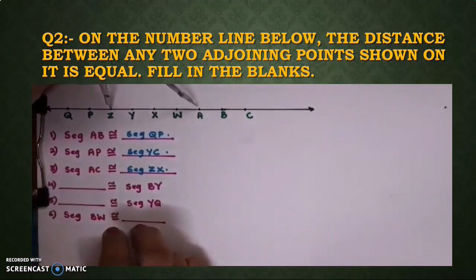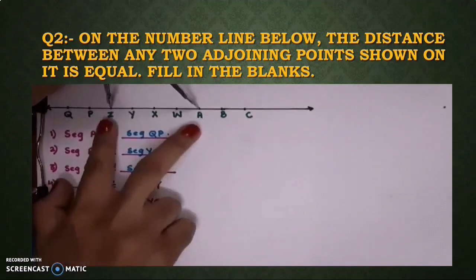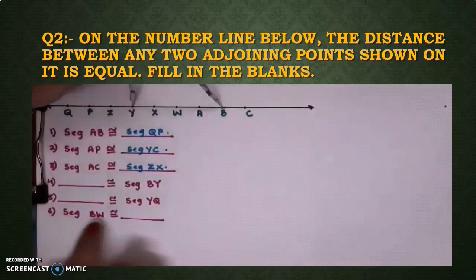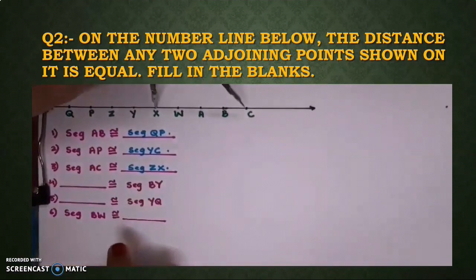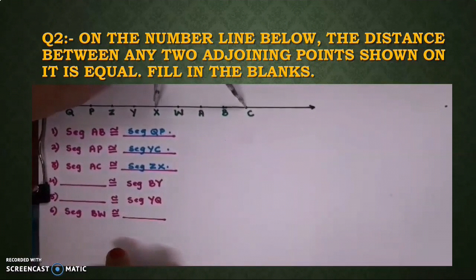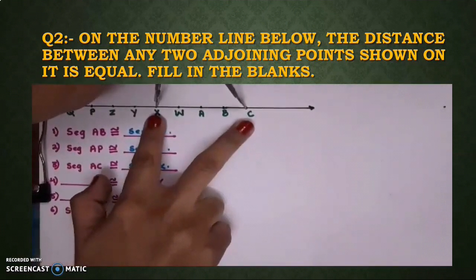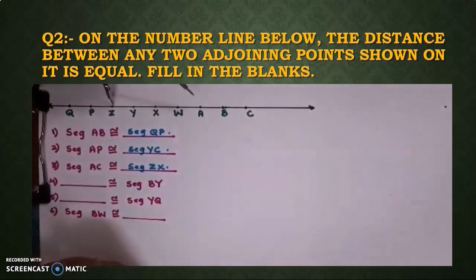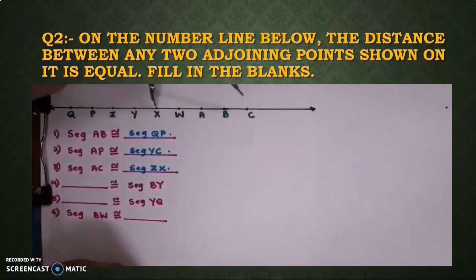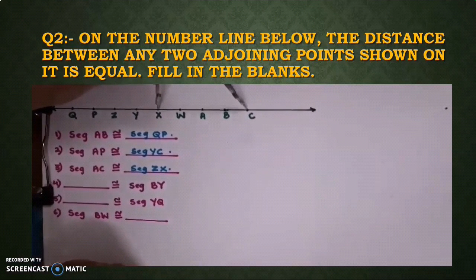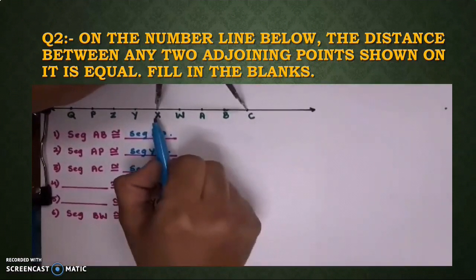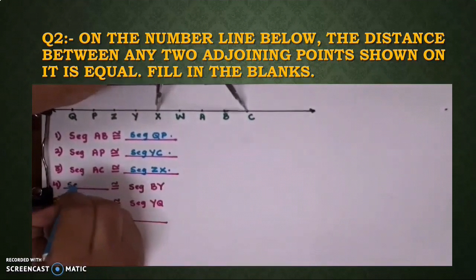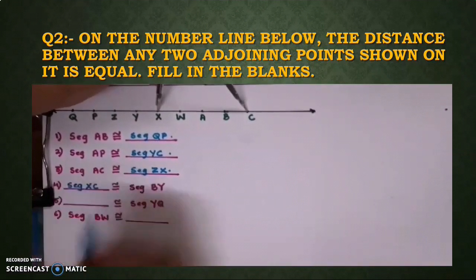Then if I am keeping it on Z, then my third possible answer is segment ZA. Then if I am keeping on Y, YB is the question only. Then if I am keeping on X, then my next possible answer is XC. So whatever possible answers I have shown you, you can write any. Now I am writing X. If I am keeping on X, then I am getting C. So in this, I am writing segment XC.